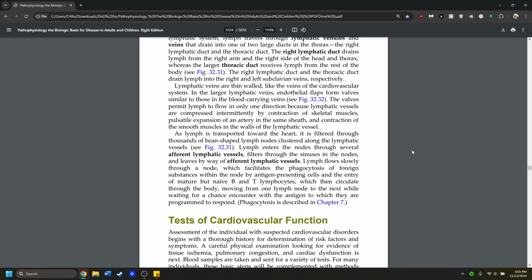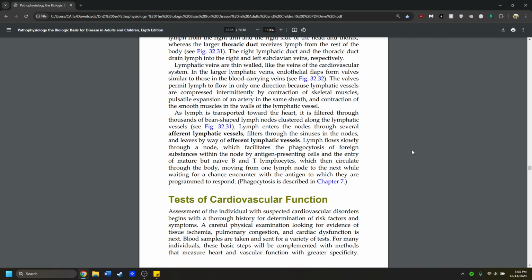Lymph flows slowly through the node, which facilitates the phagocytosis of foreign substances within the node by antigen-presenting cells and the entry of mature but naive B and T lymphocytes, which then circulate through the body, moving from one lymph node to the next while waiting for a chance encounter with the antigen to which they are programmed to respond. That's phagocytosis in Chapter 7.